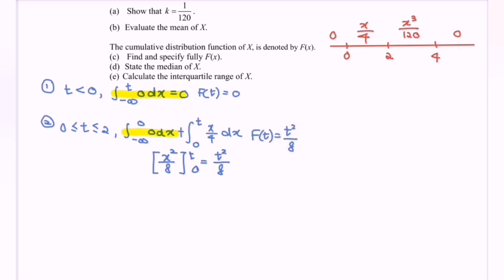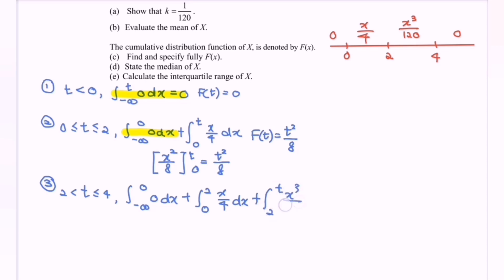Part number 3 refers to the domain where t is greater than 2 and less than or equal to 4. So integrate negative infinity until 0 the function 0 dx, plus integrate from 0 until 2 the function x over 4 dx, plus integrate from 2 until t the function x to the power 3 over 120 dx.